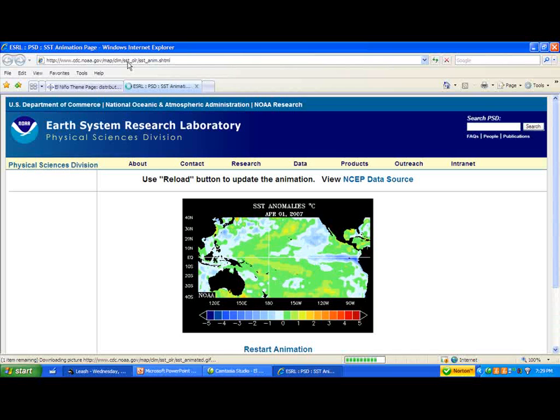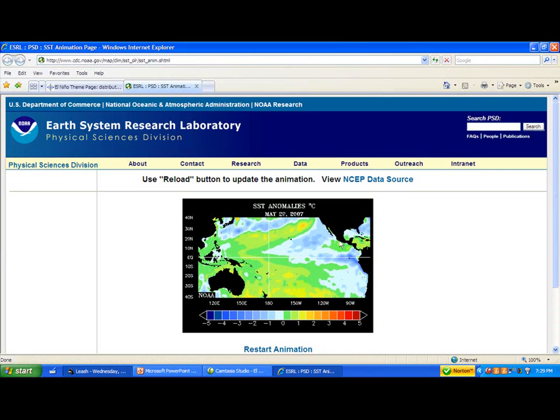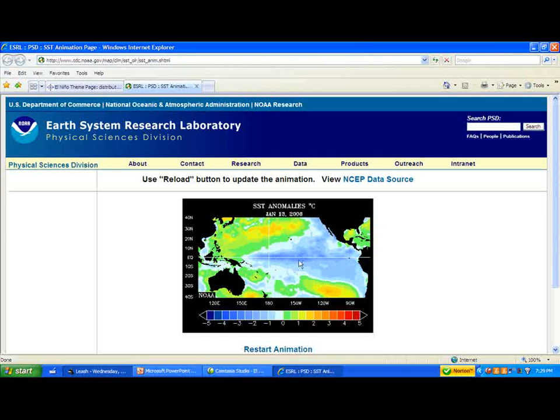I love looking at these animations. And you see the date here. This is back from 2007. It's going through. Again, you look at the equatorial Pacific. Difference from normal. The blue indicates colder surface temperature water, sea surface temperatures. Notice this pool of cooler than normal waters back in 2007 going all the way through the middle portion of the equatorial Pacific.